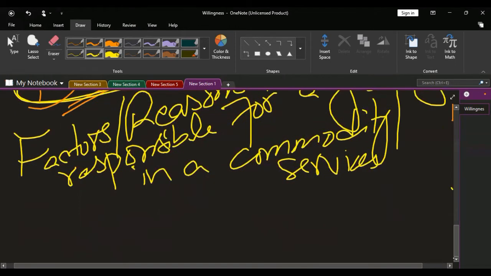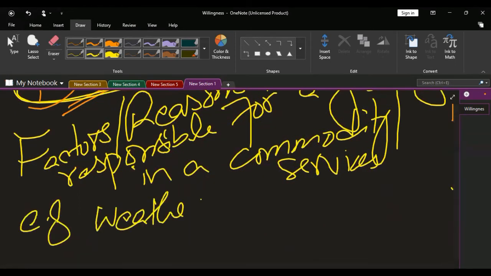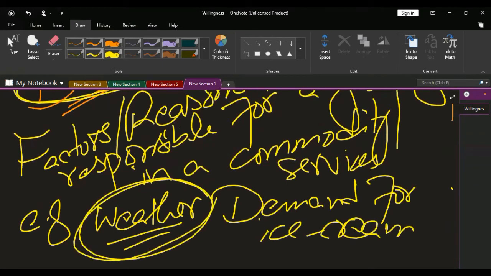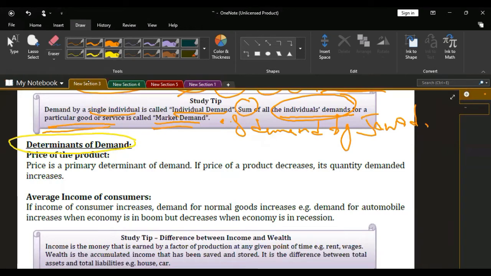For example, weather. Demand for ice cream changes with a change in weather. So weather is a determinant. Let's start. Read a complete list of determinants or factors that are responsible for making any change in the demand.